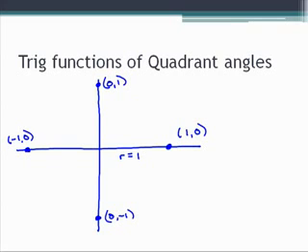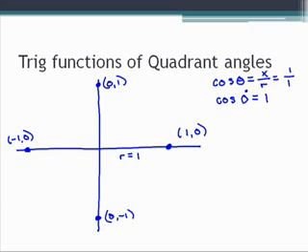Okay, what those ordered pairs represent then is the sine and the cosine of an angle. So let's just start off with the cosine of 0 degrees. I know my r is 1, I know my x is 1, and my y is 0. So the cosine of 0 degrees is the x over the r. My x is 1, my r is also 1. So the cosine of 0 degrees is 1.